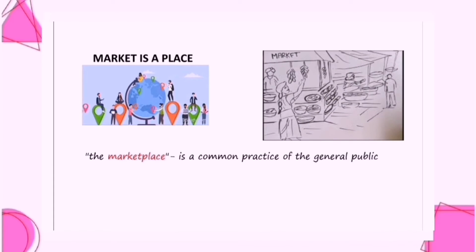So, market is a place. The marketplace is a common practice of the general public. The place or the location's description of a market is important too. So the products or goods were also delivered to different locations and places. Thus, market can also be a place. In addition, customers are attracted toward particular places where transactions are made.